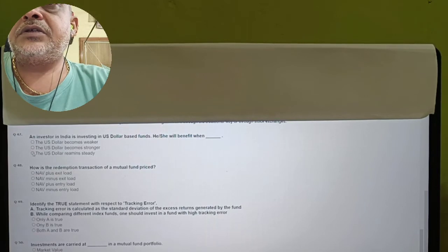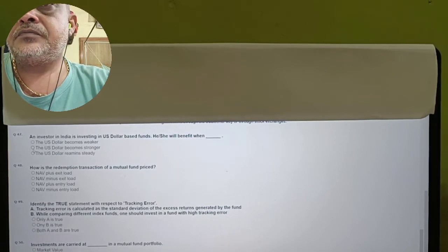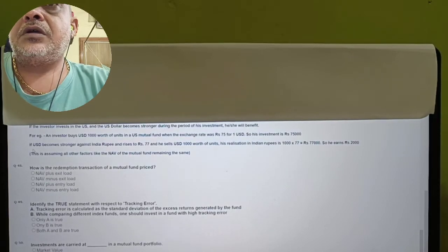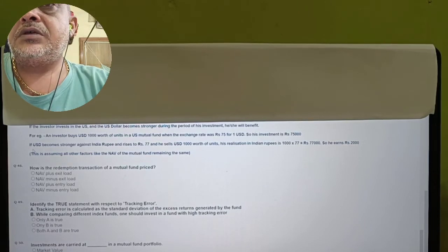An investor in India is investing in US dollar-based funds. He, she shall get benefit when US dollar becomes stronger. How is the redemption transaction of a mutual fund priced? Is NAV minus exit load.